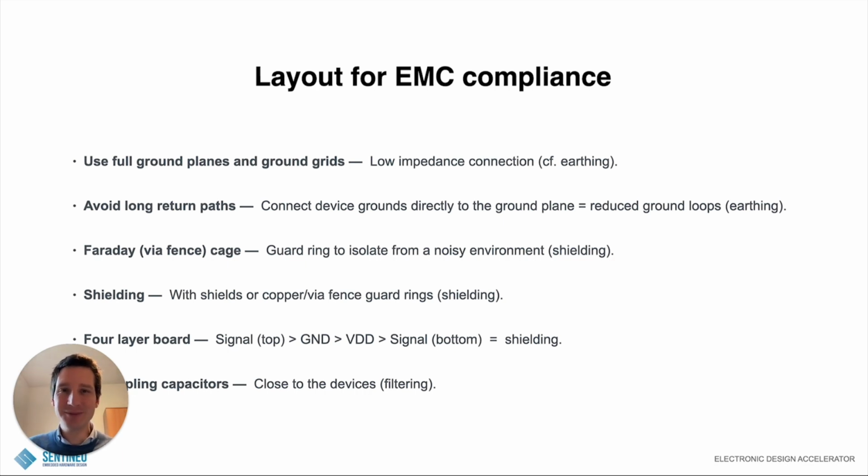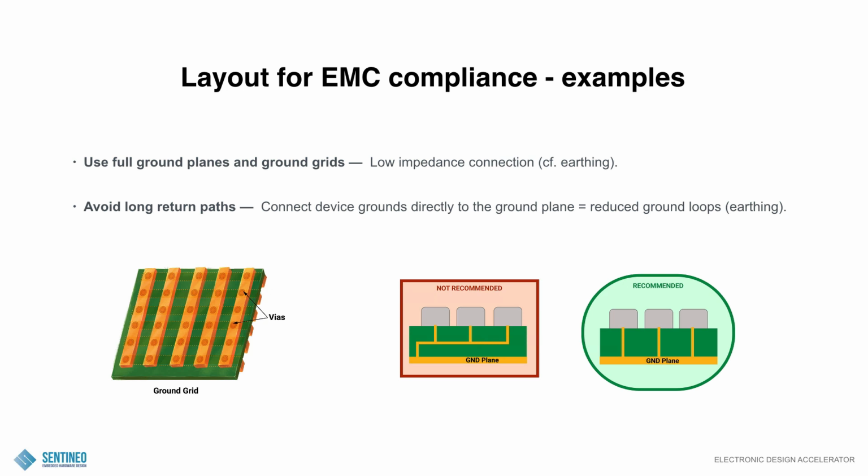Let's dive into it. On the left picture over here, you see a ground grid and vias. The idea is that you want the impedance of these connections to be as low as possible. So if you have only grids or if you're using planes, in fact, you want to use as many vias as possible to have this impedance as low as possible. And the reason why you can easily see on the right hand side as well.